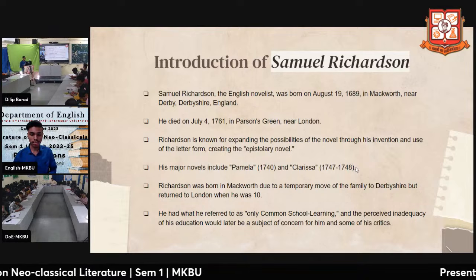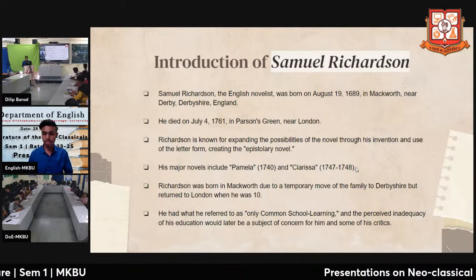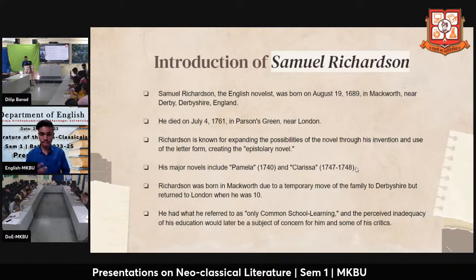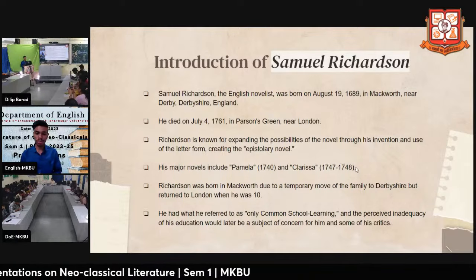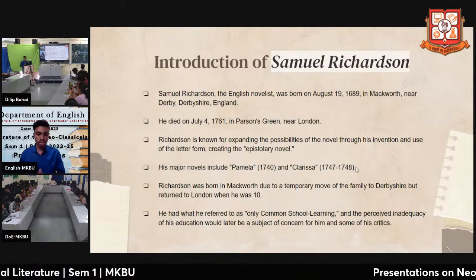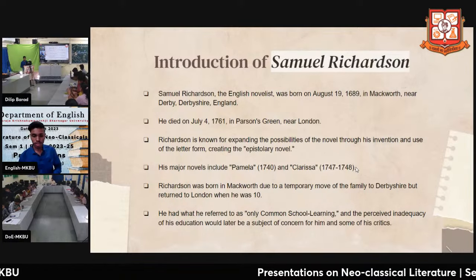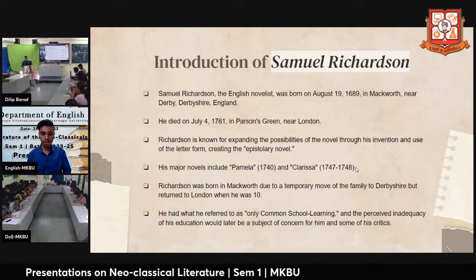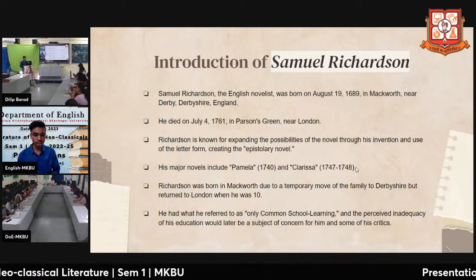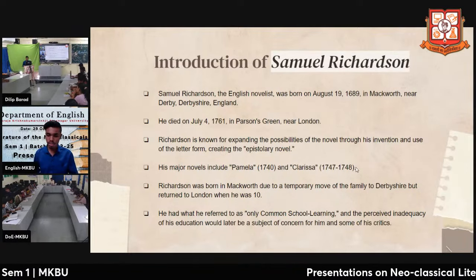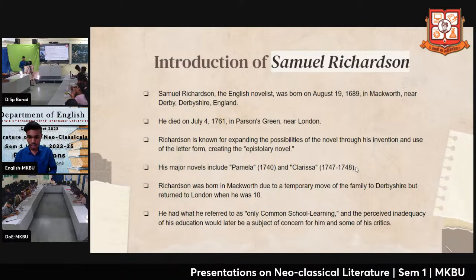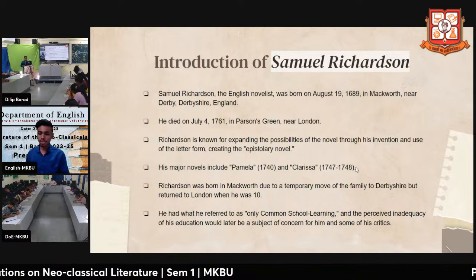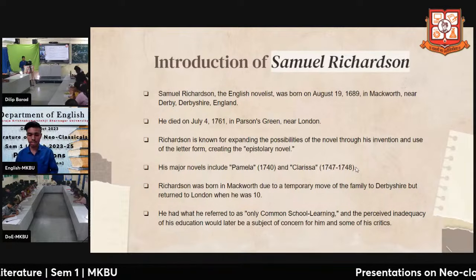His major novels include Pamela and Clarissa. Pamela is 1714 and Clarissa is 1747 to 1748. When we continue the presentation, I will talk about Pamela and her character. Richardson was born in Mackworth due to a temporary move of the family to Derbyshire, but returned to London when he was 10. He had what he referred to as only common school learning, and the inadequacy of his education would later be a subject of concern for him and some of his critics.